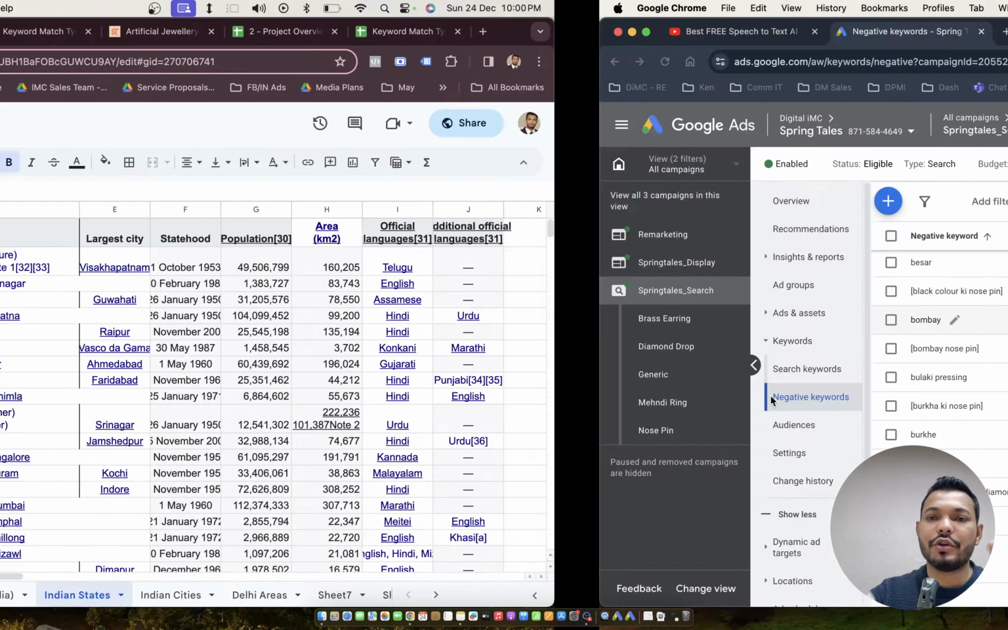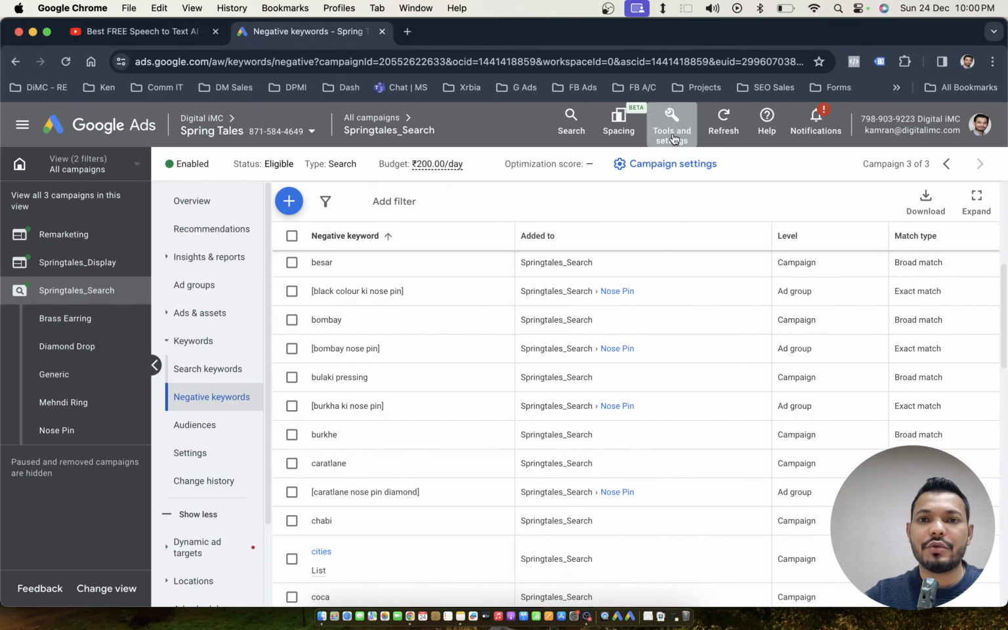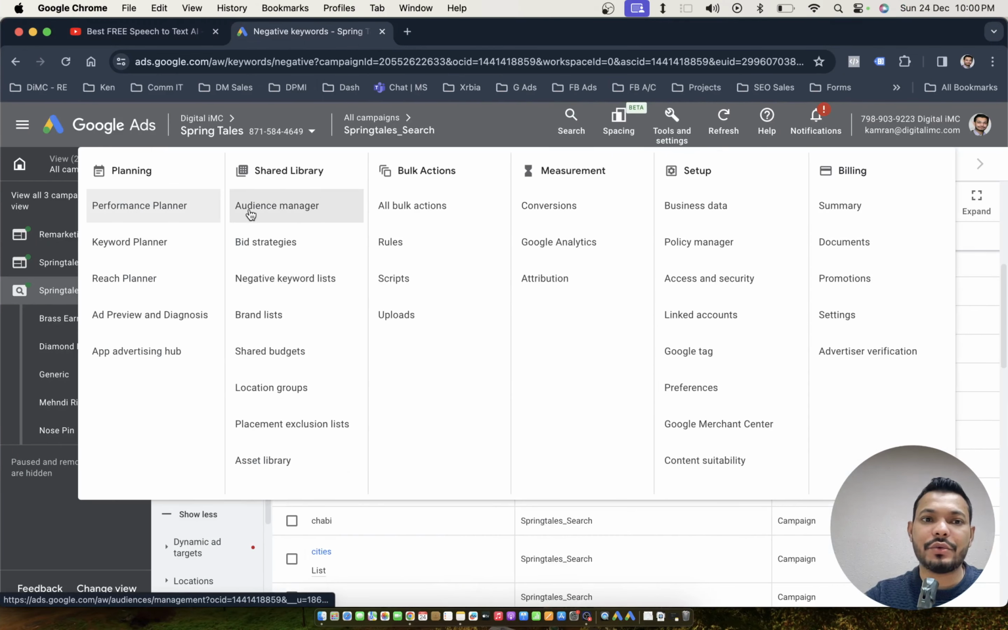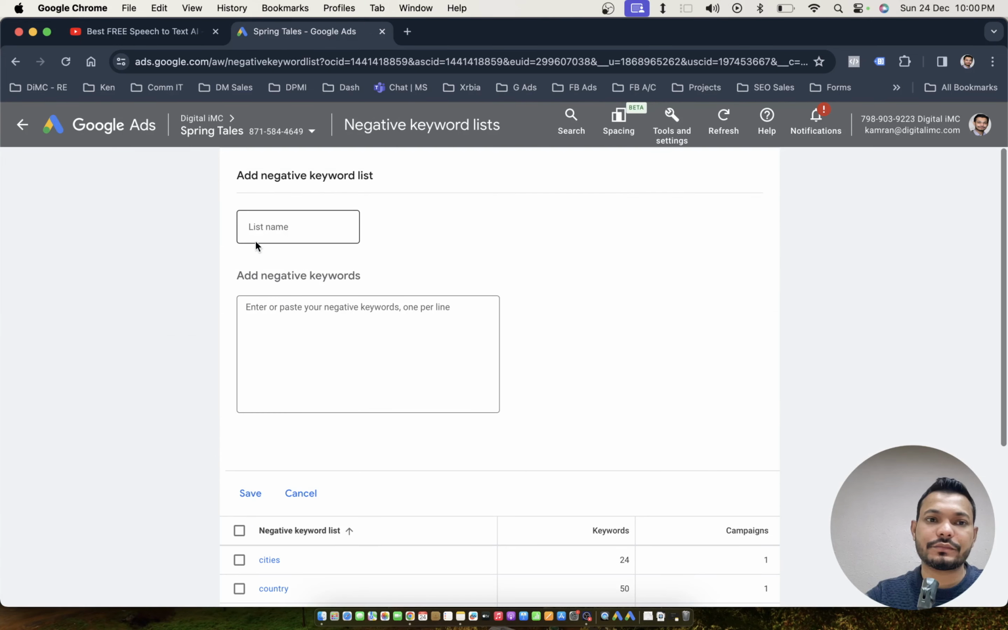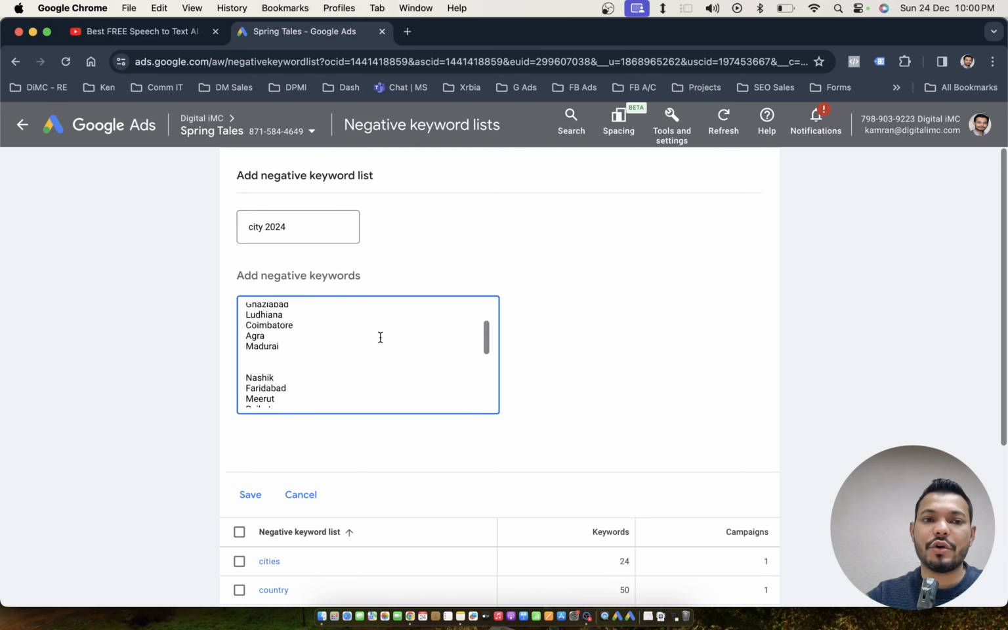So now this time you go to your account, you go to tools and settings, then you get into the negative keyword list. You click on this plus sign. You'll name the list as city 2024 and you paste all these city names in negative, but always remove Delhi. Just in case you add the word Delhi in negative, then it means your ads will also not be serving to people who are looking for MBBS coaching in Delhi, right?